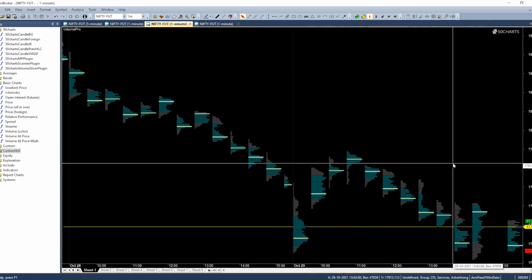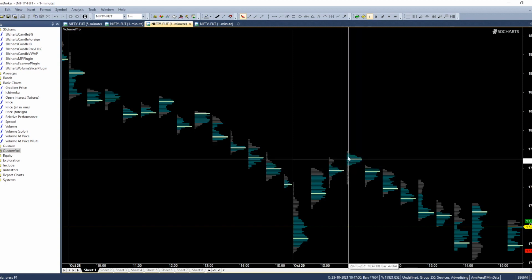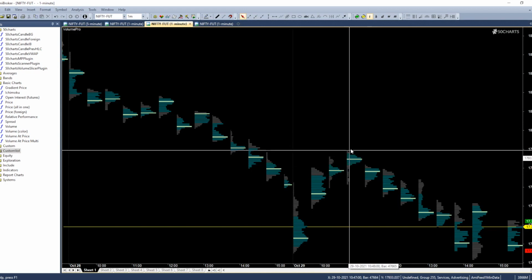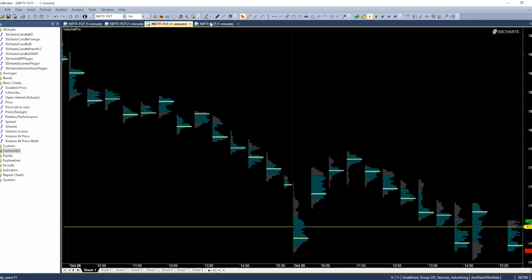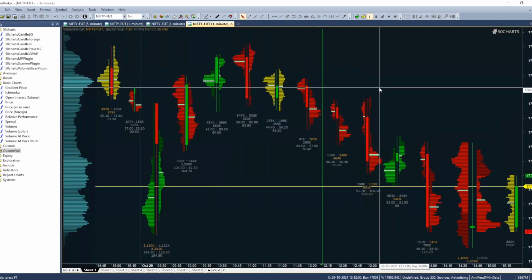The problem with this chart is we were not able to compare the profile with the previous profile, and we were not able to compare the profile within itself. Let's say there's a change that happened within the 30 minutes candle, we were not able to identify the change that happened within it because it's all combined together as a single profile, right? So that's why we came up with something called a volume slicer.